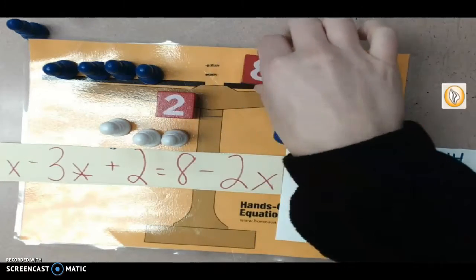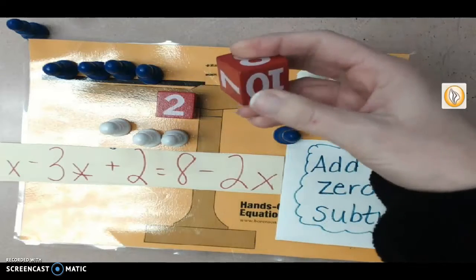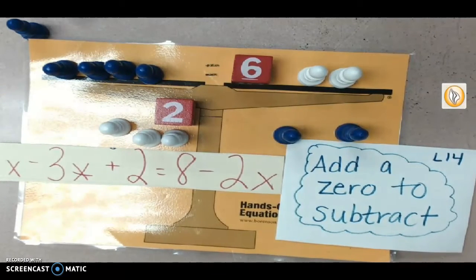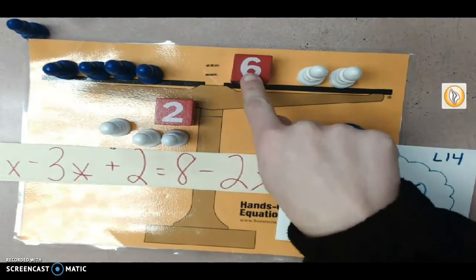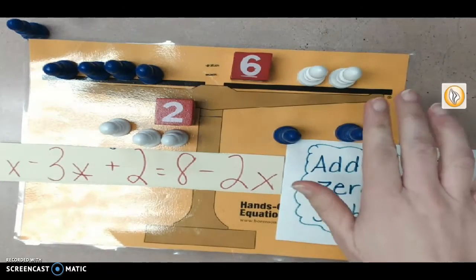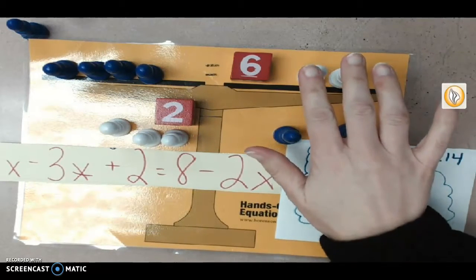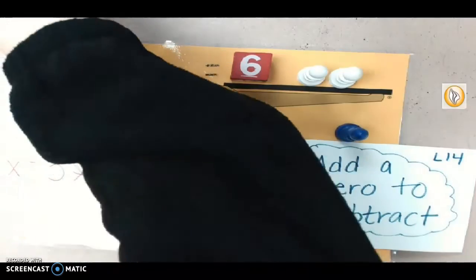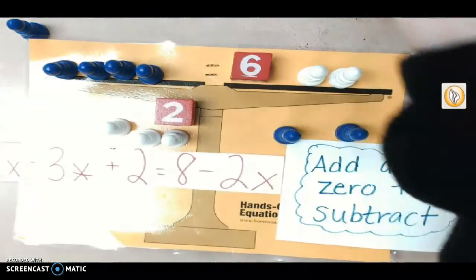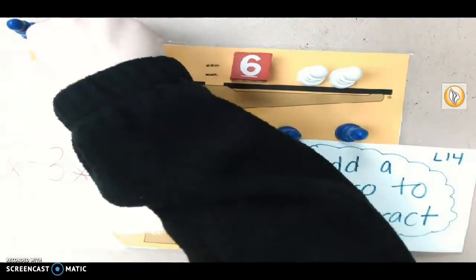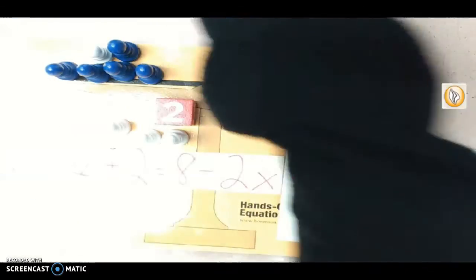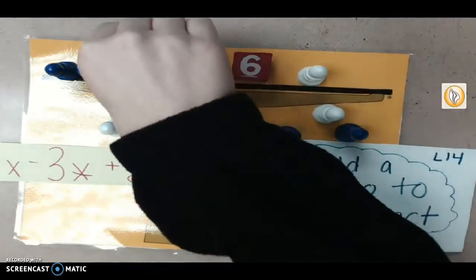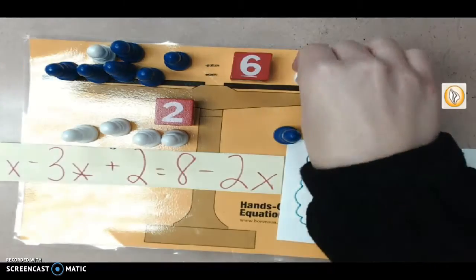2 minus 2 would be 0, and 8 minus 2 would be 6. So now I'm left with this. And now in order to solve, I'm trying to get my value cube to stand alone. So I need to be able to remove these white pawns. So to do that, I'm going to add 2 hero zeros to the left side. Another convenient zero. And now I can complete a legal move.